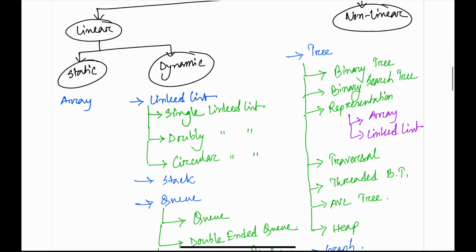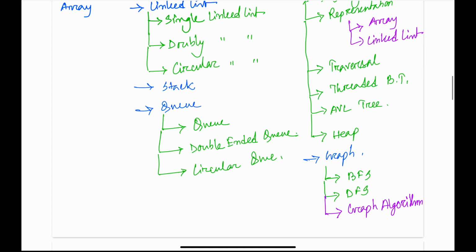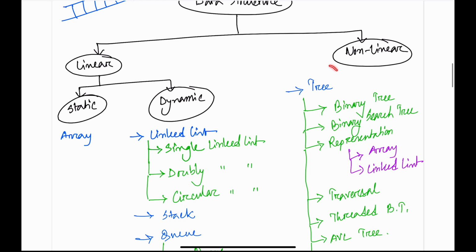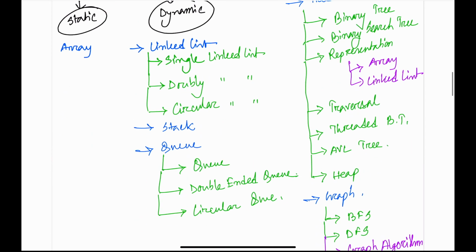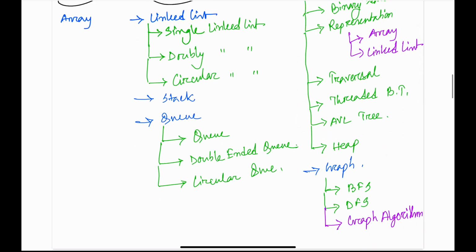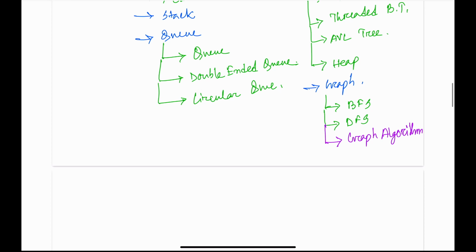Now let's come to non-linear. Tree and graph, these are the two non-linear data structures. In the case of tree, there are binary tree, binary search tree, and representation of a tree using the array method and using the linked list method also. Then traversals, threaded binary tree, AVL tree, heap. There are a lot of trees. Tree is a very big chapter. And another one is graph. Inside graph there are many topics. Their representation also, I haven't written it, sorry.